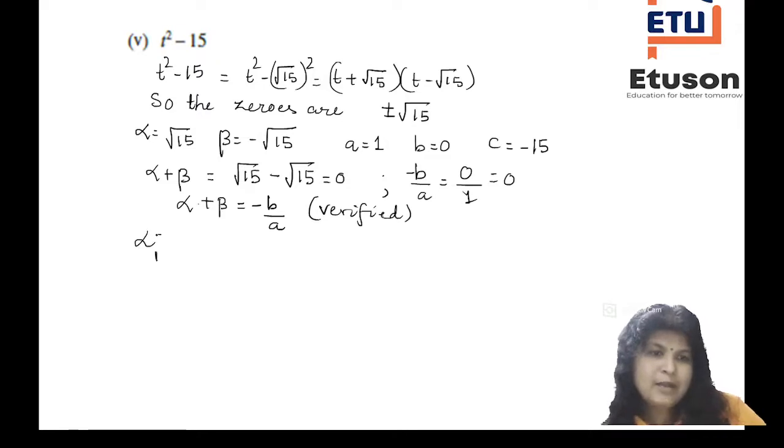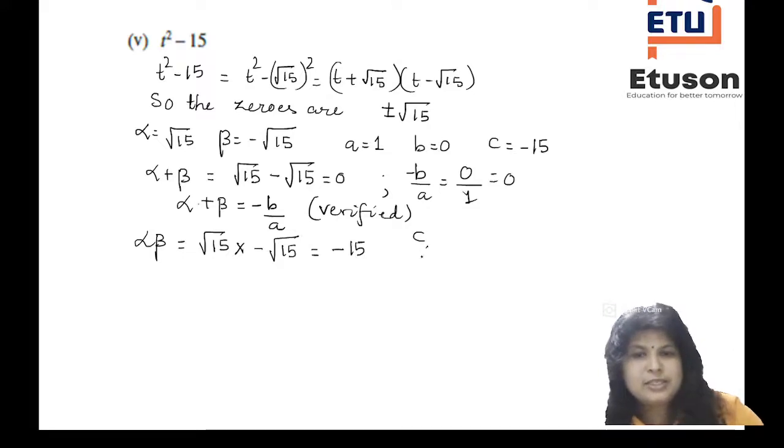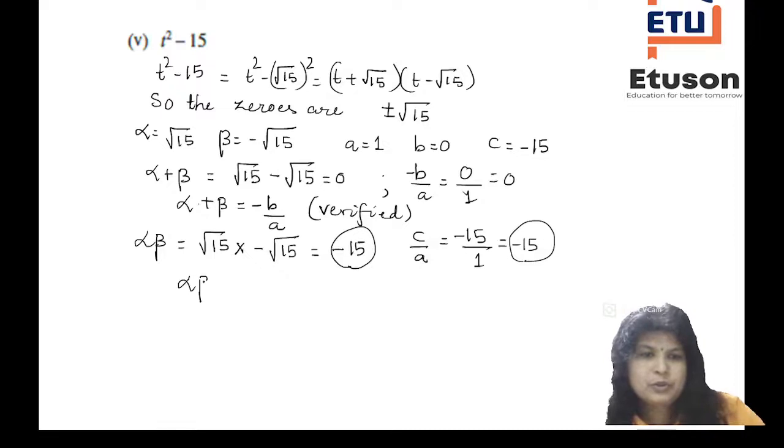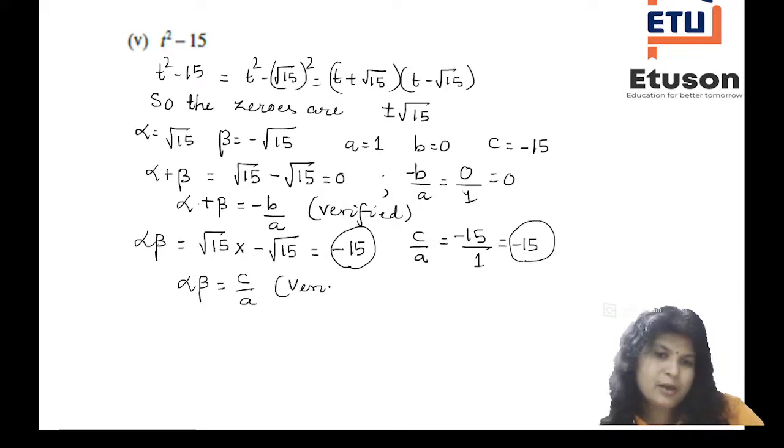Now, alpha into beta. Let us find out root 15 into minus root 15. What is the answer? The answer is minus 15, right? Then what is the value of c by a? It is minus 15 divided by 1, that is minus 15. So this value and this value are the same. So the relationship between the product of the zeros and the coefficients is verified. Correct or not? Okay.